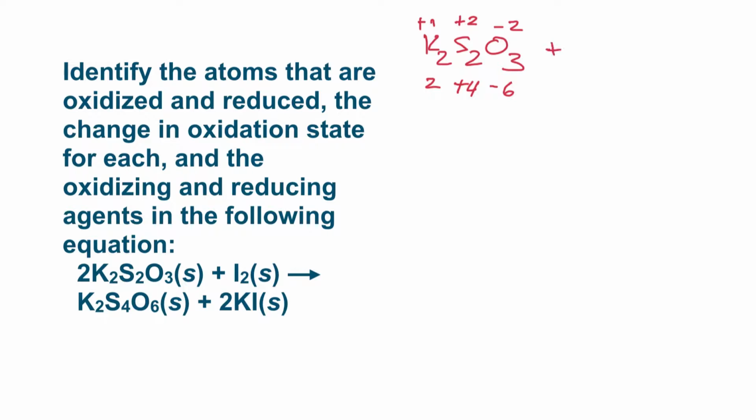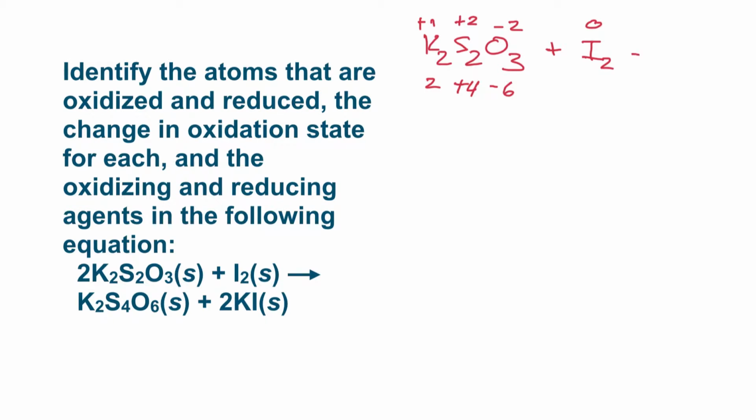So each individual sulfur is going to have to be +2, so I have 2 of those. And then if I look at the iodine, this one's a little tricky. You might think at first that it's going to be -1 because I have this rule that the halogens tend to be -1. But because this is iodine by itself, it's neutral. So this is going to have 0 as the oxidation state or the charge.